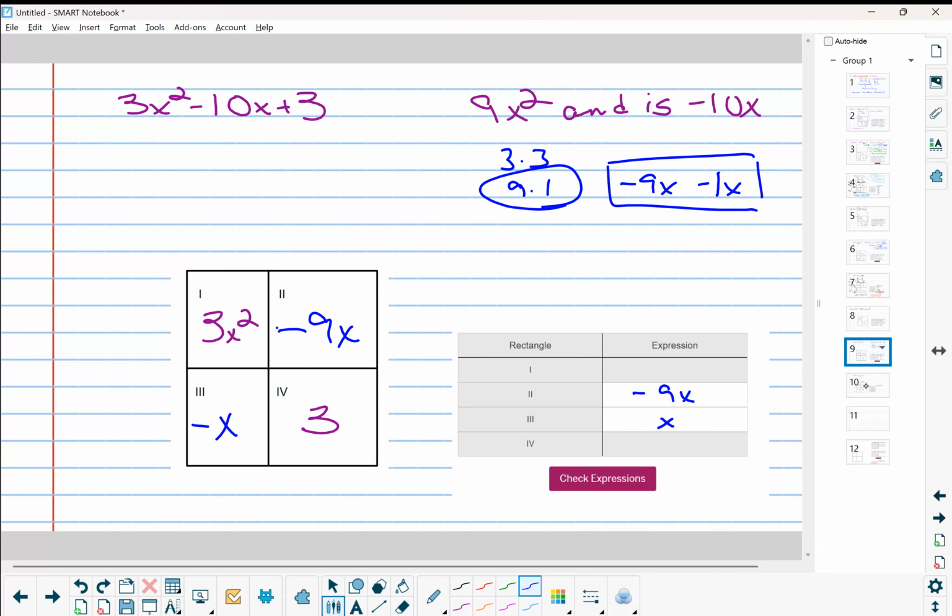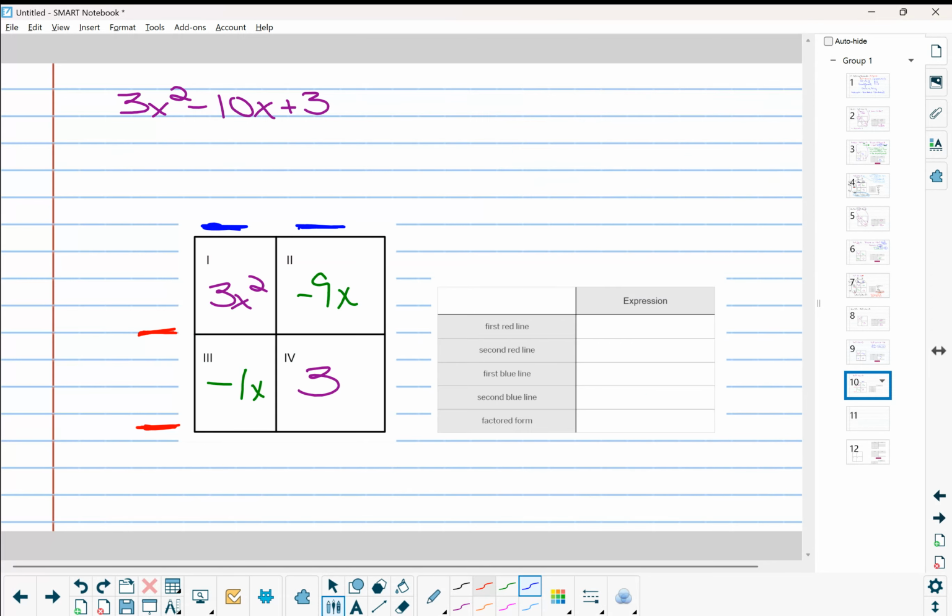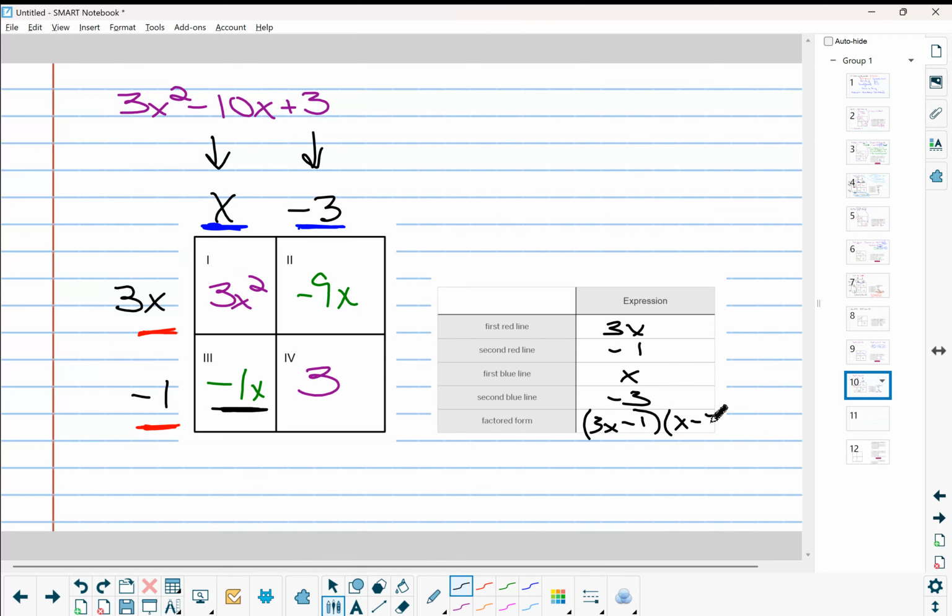We're going to go to the next screen. Okay, we're going to fill these guys in with our GCFs. So this is going to be a 3x. And because this leading term is negative, we're going to make this a negative 1. And then if we look down here, we have an x. And here we have a negative 3. And so this is going to be 3x, negative 1, x, negative 3. So this is going to look like 3x minus 1 times x minus 3.